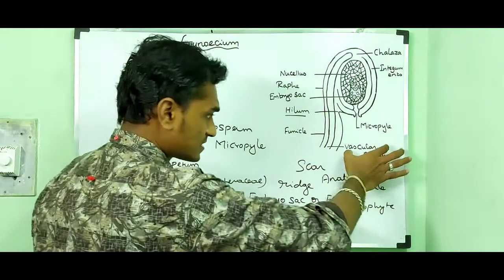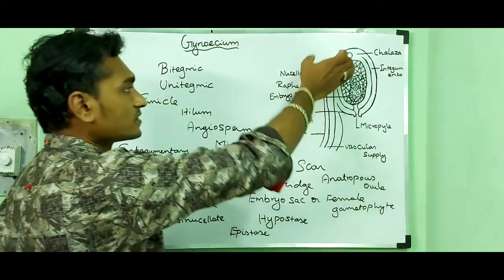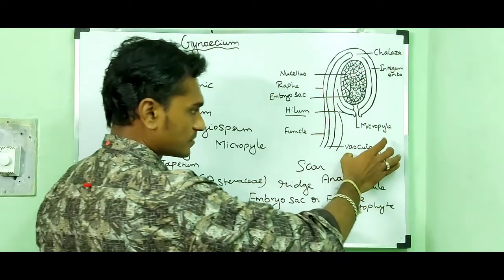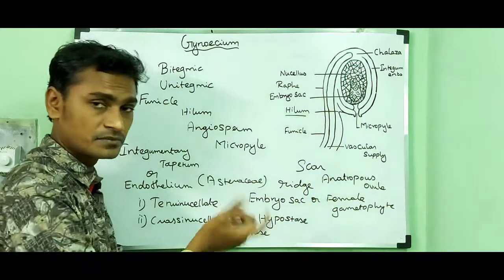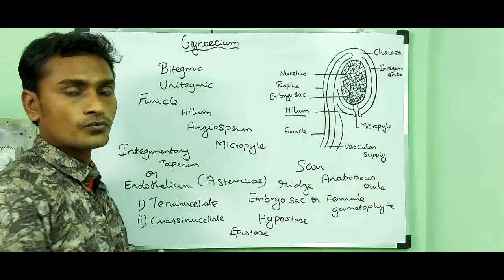This structure contains xylem and phloem, which supply nutrition and water to the ovule. So the vascular strands contain xylem and phloem.